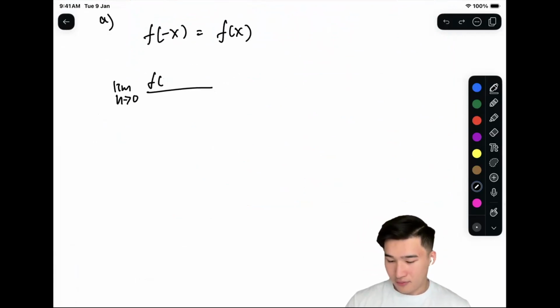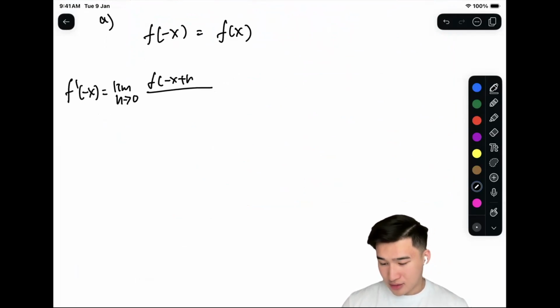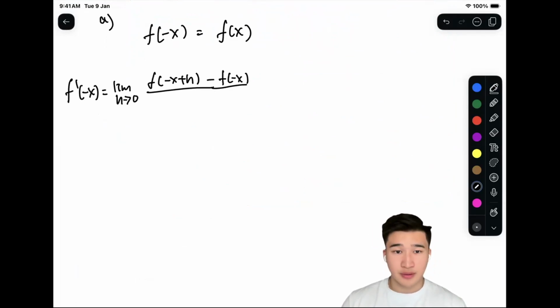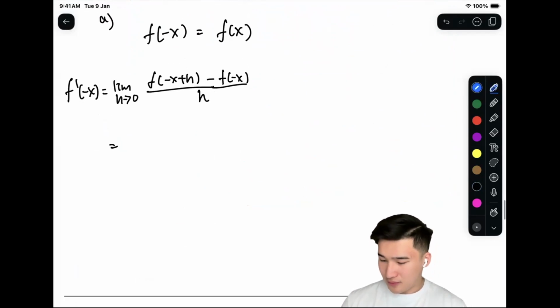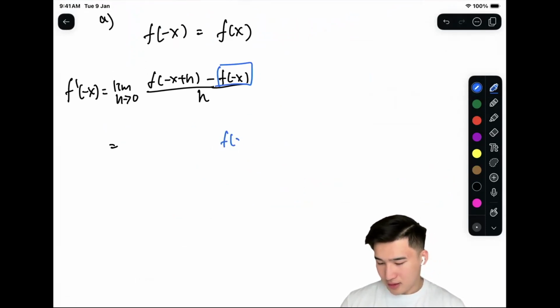So we would have f prime of negative x, and so we would have f(-x + h) minus f(-x), and then divided by h. And so we know that this is an even function, so this would just be very simple, f(x), because it's an even function.